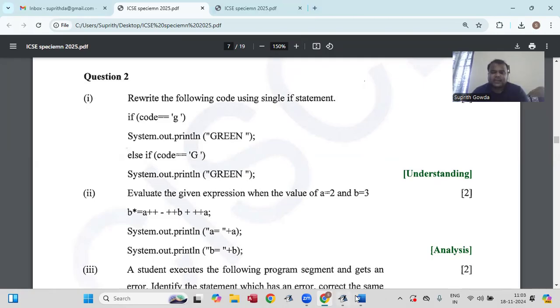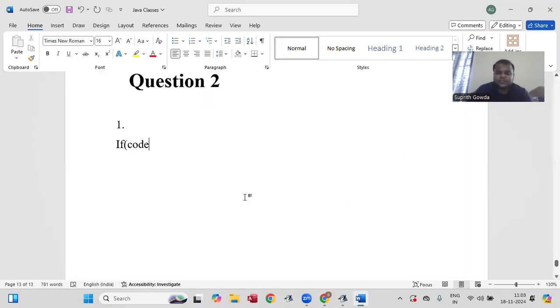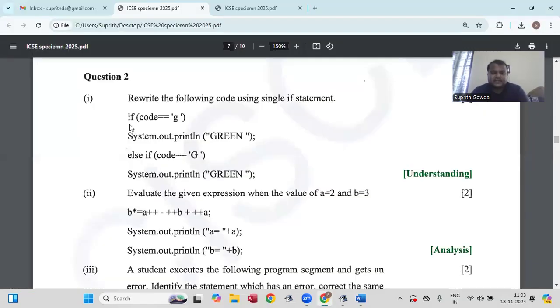So what can I rewrite? If code is equal to small g, then the OR symbol, code is equal to capital G, then you are going to print System.out.print green. Why did I use the OR symbol, the logical OR? Because it is saying if or else if, got it?